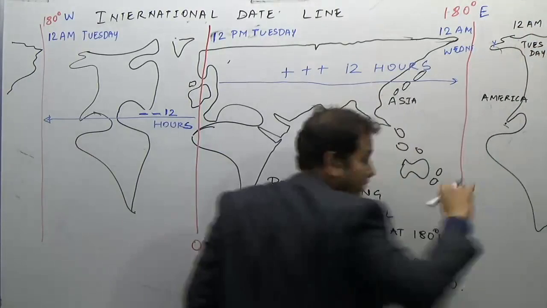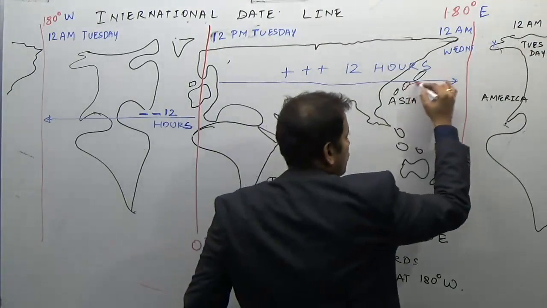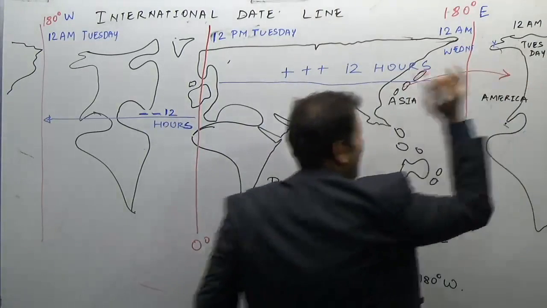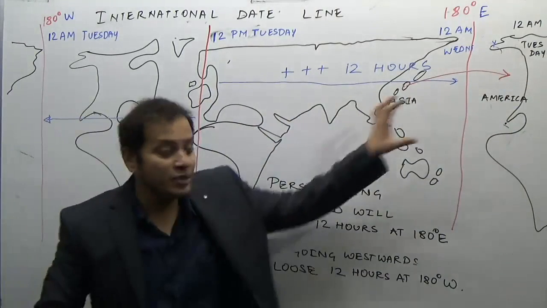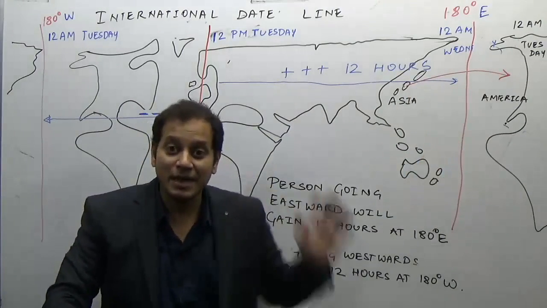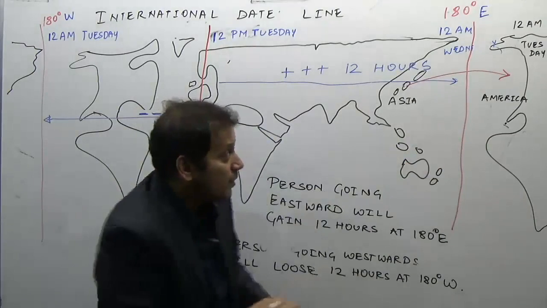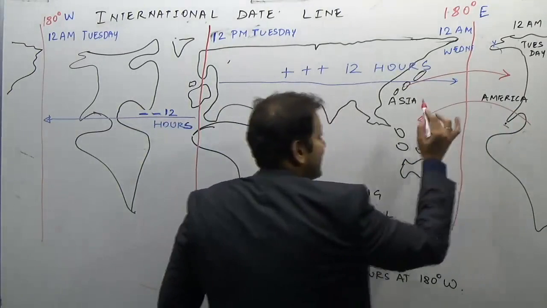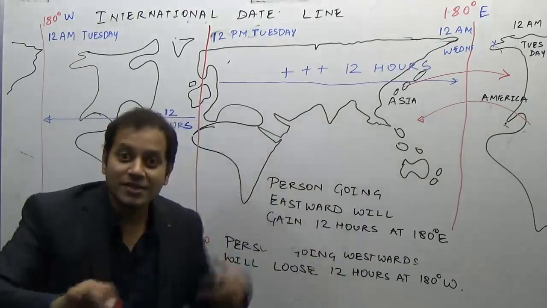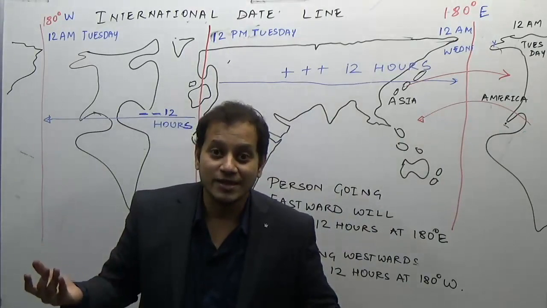So the flight which starts from Japan and goes to New York is going from Wednesday night to Tuesday night. Why? Because there is an imaginary line which is known as the international date line. When a person starts from New York to Asia, they start on Tuesday and suddenly it becomes Wednesday. So they lose a day, or gain a day.